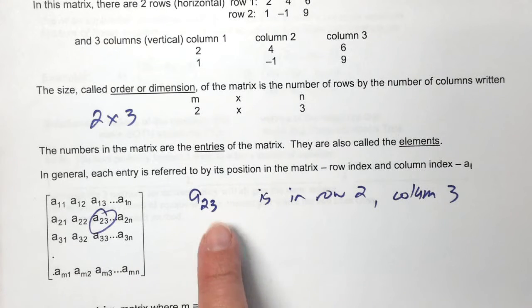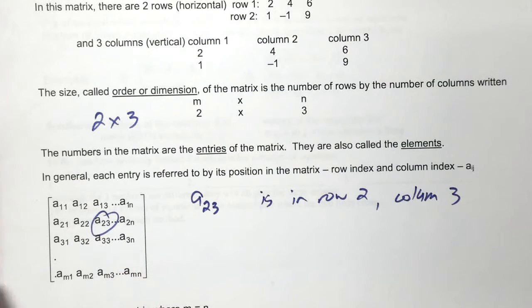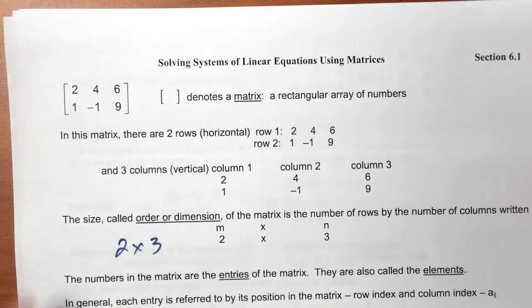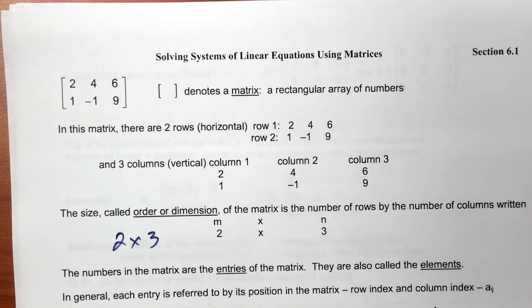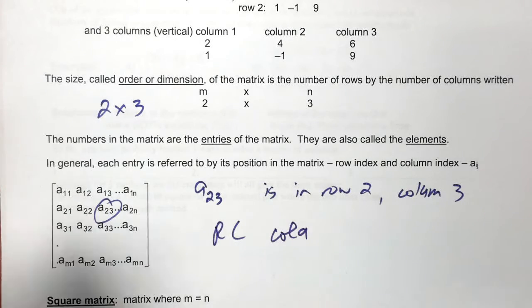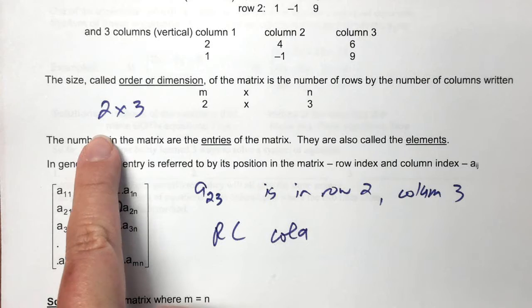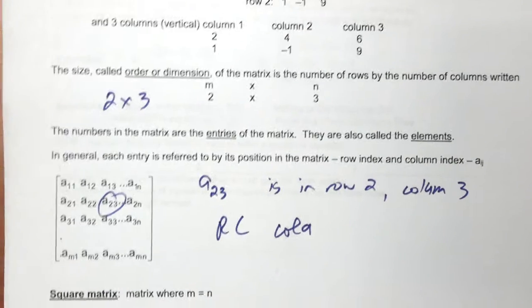When you're naming matrices, this one is the m by n matrix because we don't know exactly how far out they're going. But this one up here, when we said it was a 2 by 3, it's the rows first and the columns second. So sometimes I think RC cola. When I'm thinking about the numbers in the matrix, the first number is the number of rows, the second number is the number of columns. So RC helps me remember that, okay?